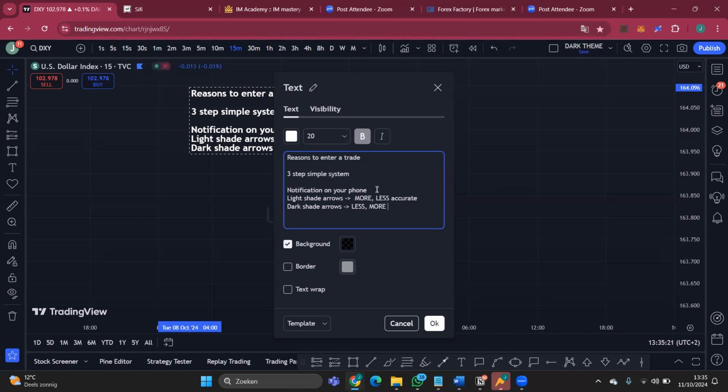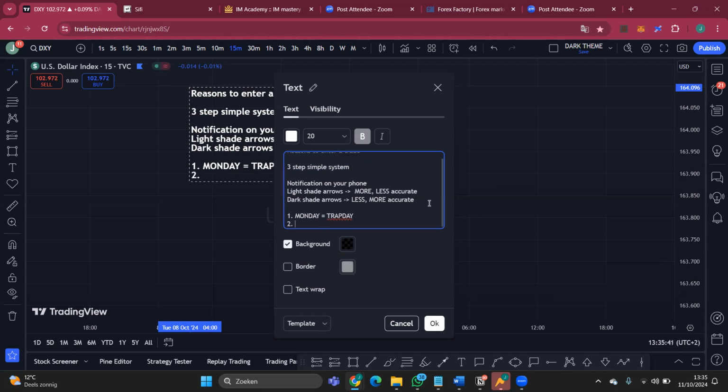I like to spend less time, so less work, and be more accurate, more profitable, right? So that's what we're going to do. Now, before we enter a trade, it's important to know 2 things. First, Monday is trap day. We are not trading on Monday. And second, of course, is the news. Always be aware of the news. 1 hour before and 1 hour after the news is no trades.